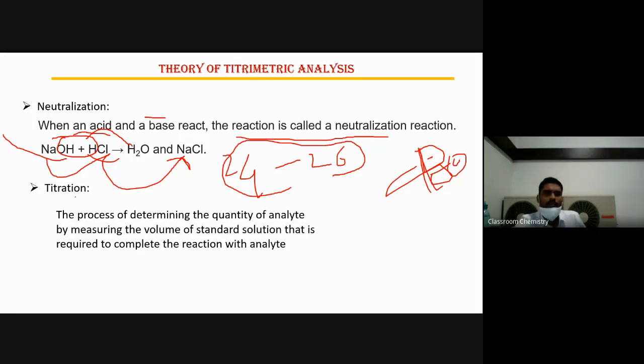Okay. Then we focus on the definition of titration: the process of determining the quantity of analyte. What I tell is, the process of determining the quantity of analyte by measuring the volume of standard solution that is required to complete the reaction with the analyte. Again, I tell a simple definition.